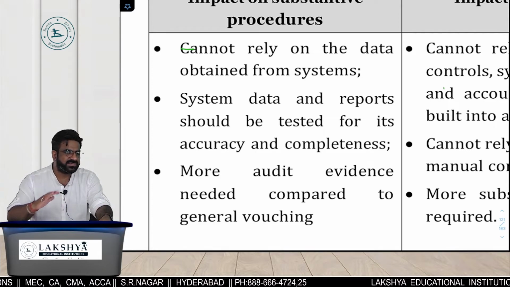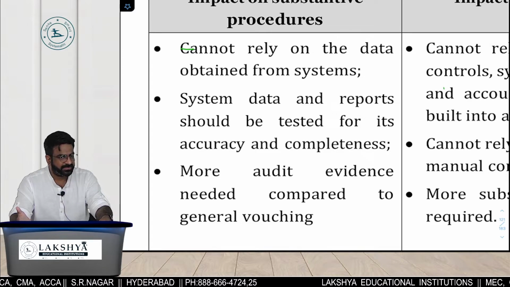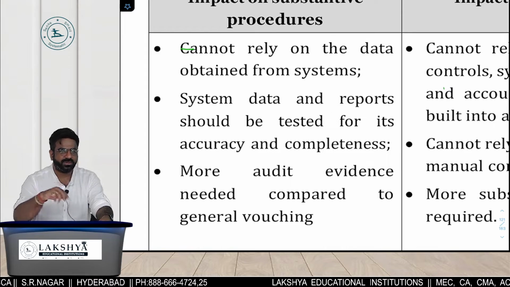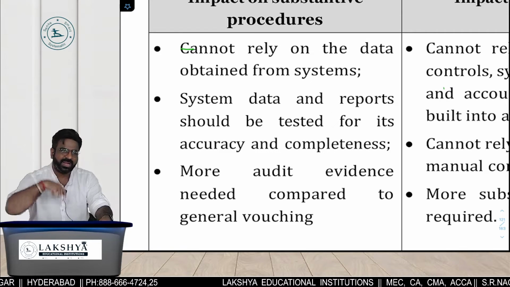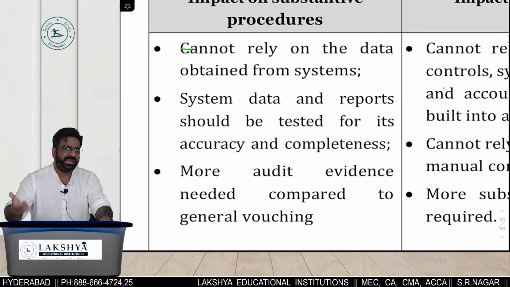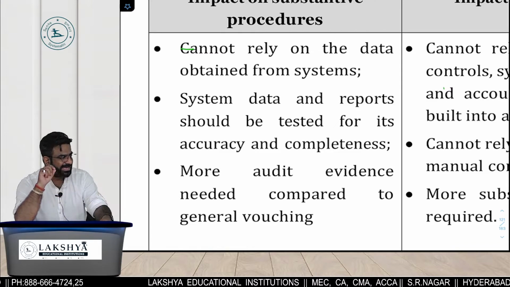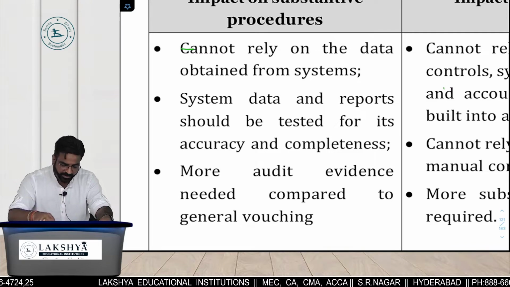And tell me one thing, system is accessed by whom? Authorities and management. Does the management have any authority to manipulate it also? Yes. So data produced by the system is more reliable, or data produced in the manual audit is more reliable? Manual audit is more reliable. So IT also affects our which procedures? Substantive procedure. Read the point number 1 again now.